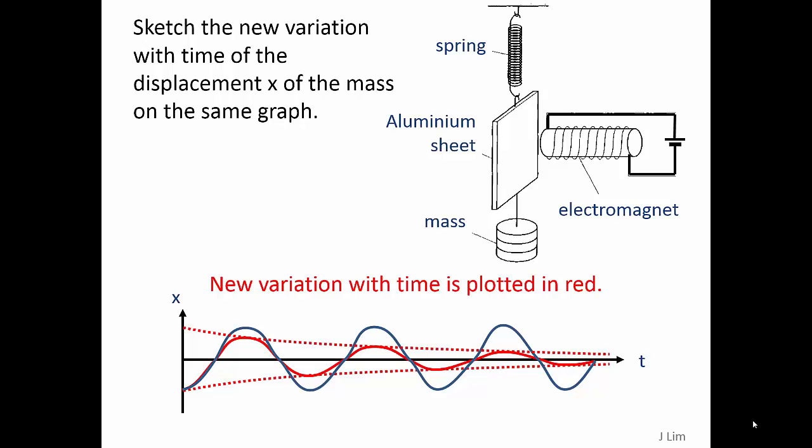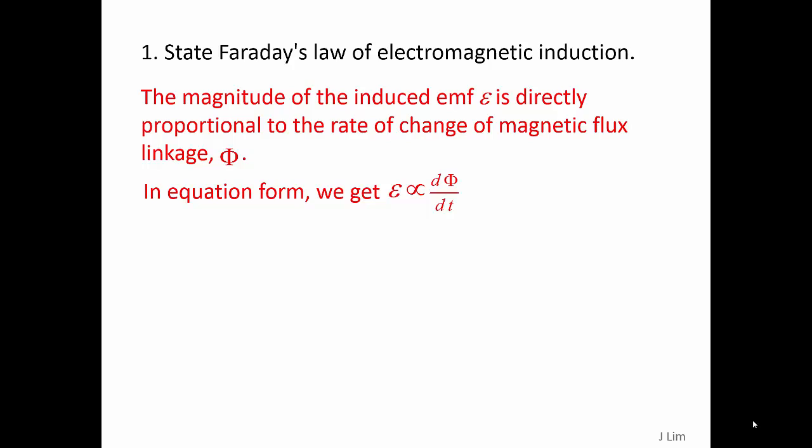The new variation with time is plotted in red. The magnitude of the induced EMF is directly proportional to the rate of change of magnetic flux linkage ψ. In equation form, we get EMF is proportional to the rate of change of magnetic flux.